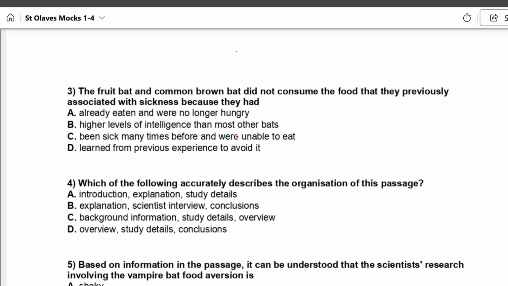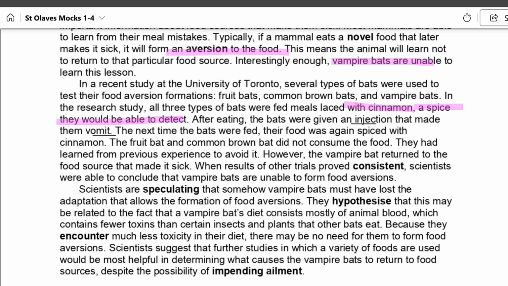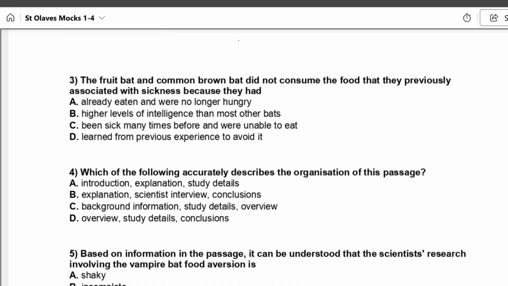Question 3: the fruit bat and common bat did not consume the food they previously associated with sickness because they had. It shows in the text, because remember we're always trying to find evidence from the text, that the fruit bat and common bat did not consume the food they had learned from previous experience to avoid. So unlike the vampire bat, they could learn from previous experience.